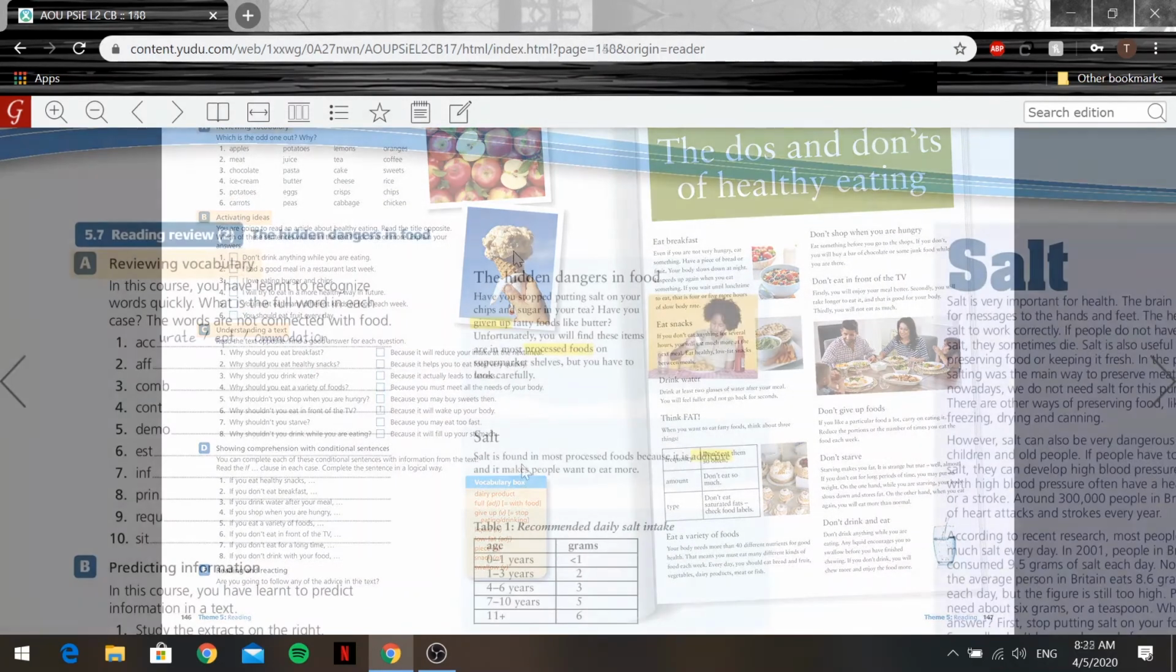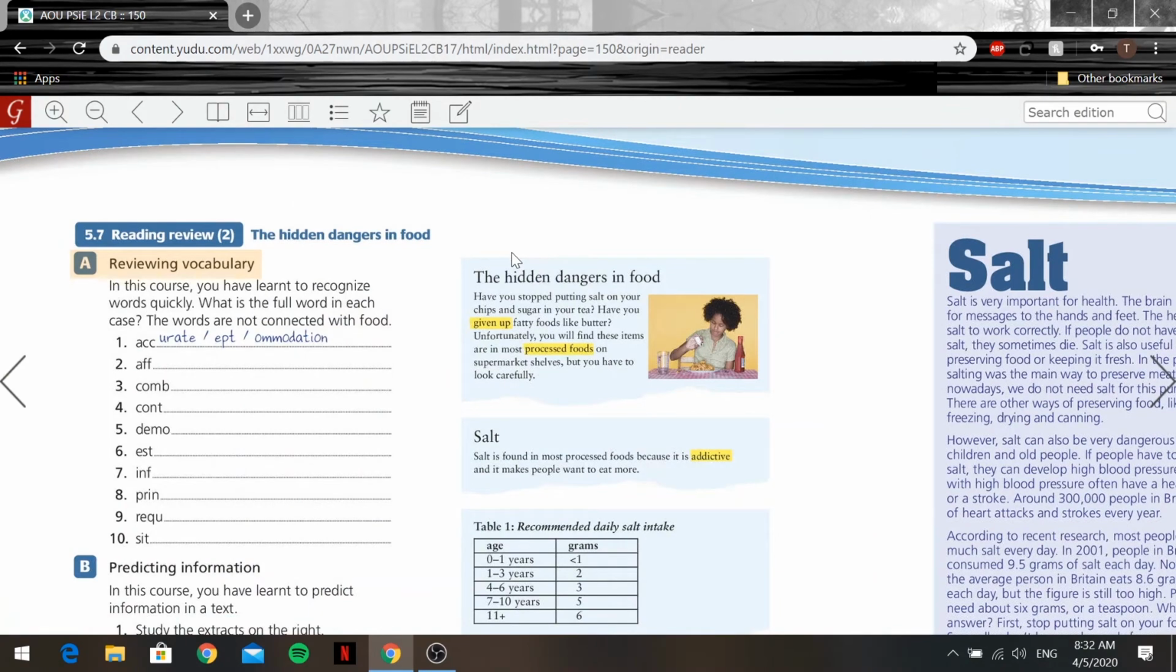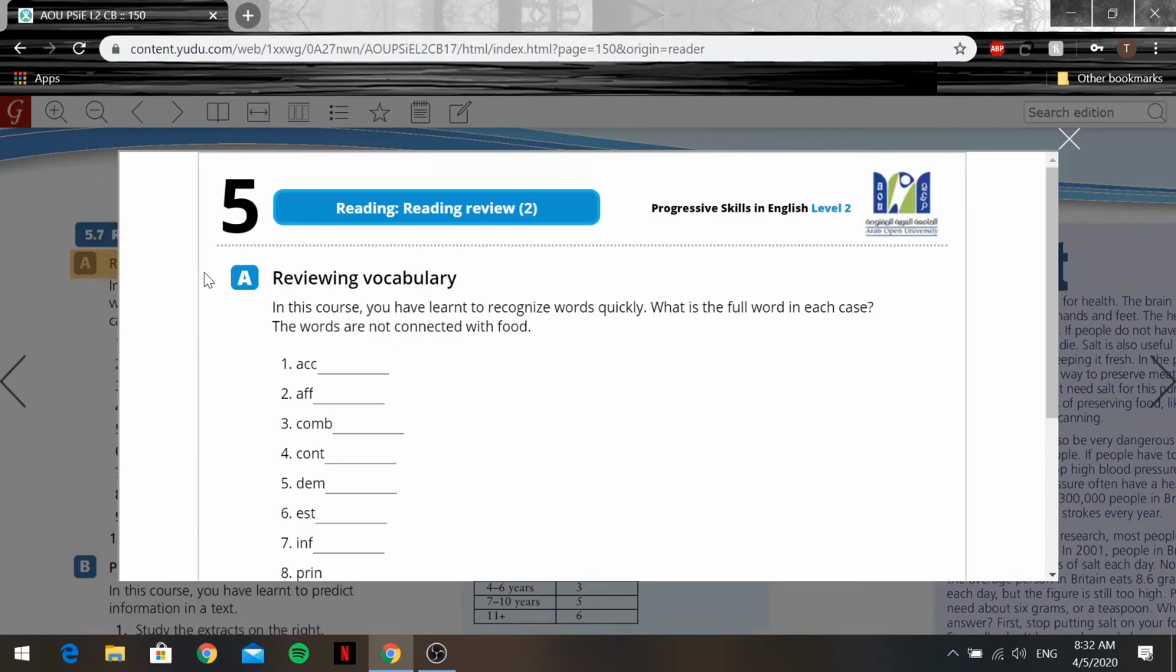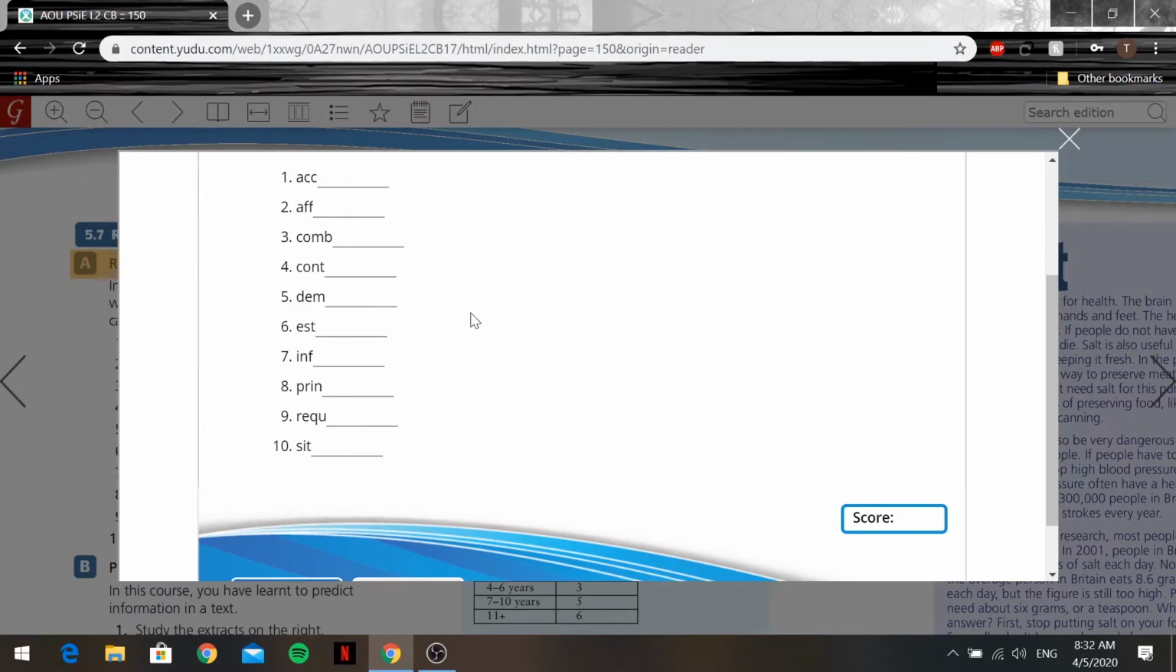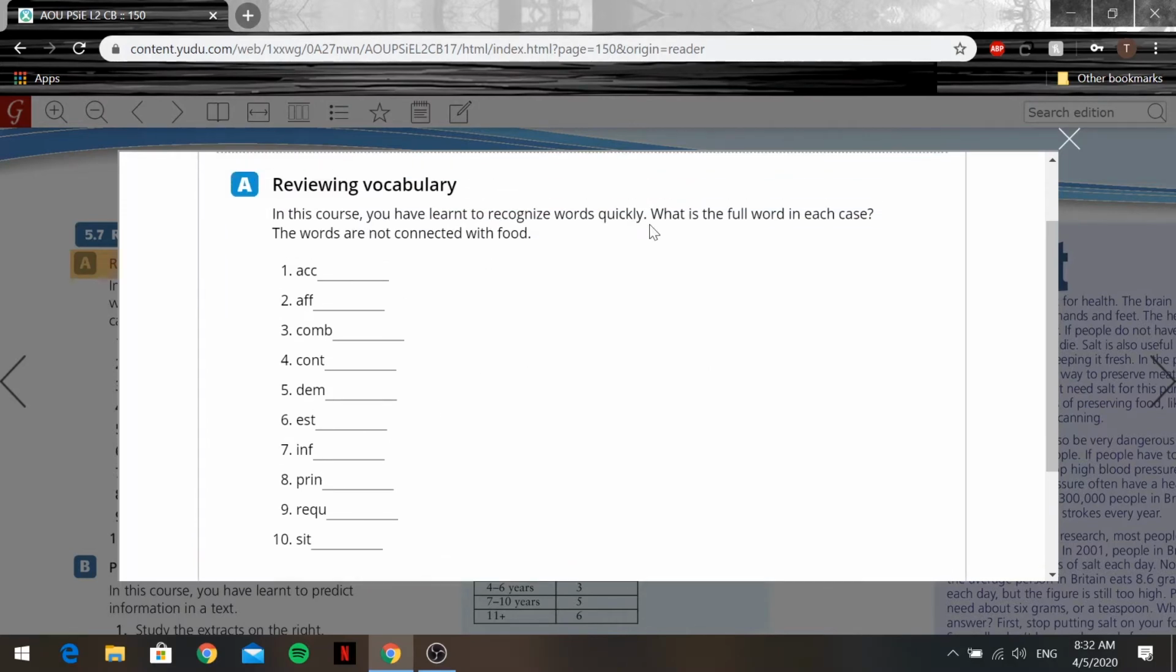Now let's move on. All right, you guys. Now let's move on to exercise A, reviewing vocab again. So in this course, let me actually open this here. In this course, you have learned to recognize words quickly. What is the full word in each case? The words are not connected with food. So none of these words that we're going to complete are connected with food. So what is the full word in each case? And we might have to answer multiple words here. So let's take a look.